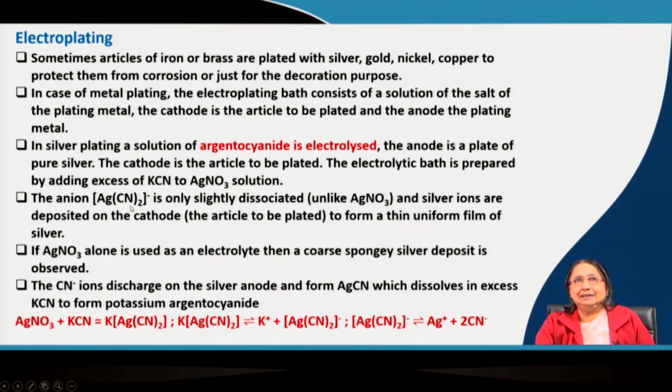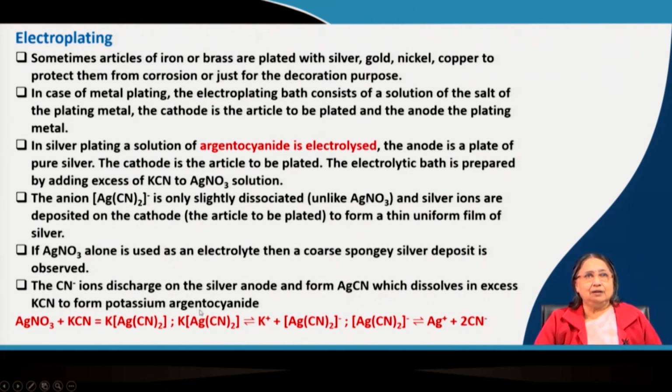But here it is slightly dissociated, and so it will be deposited on the electrode to form a very thin uniform film. It will go on as a very slow process, and then it will form a uniform thin film of silver. If you use silver nitrate as the electrolyte, then you will get a coarse spongy silver deposit, because silver nitrate is a strong electrolyte and the electrolysis will go on fast, and you will get a spongy silver deposit.